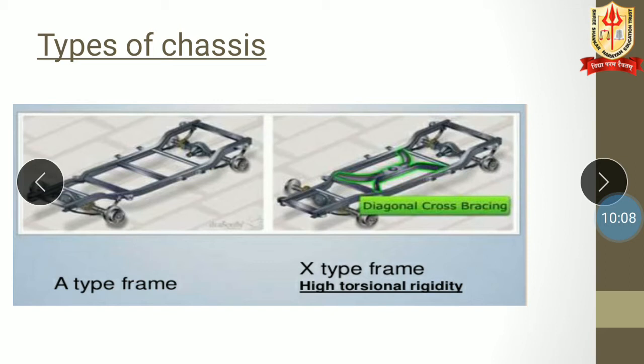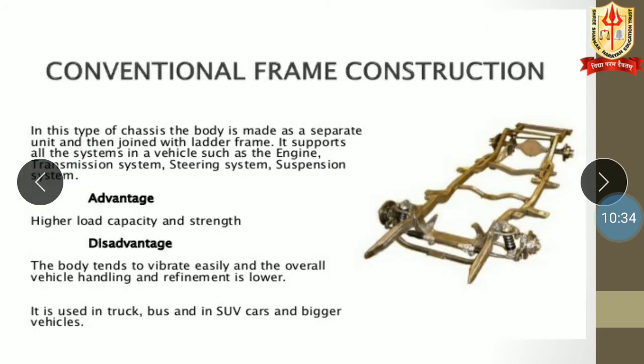The A type can be used for light commercial vehicles, and the X type can be used for heavy commercial vehicles to sustain more load. When we require to sustain more loads, we use the X type frame, and when we have to handle lesser load, we can use the A type frame.